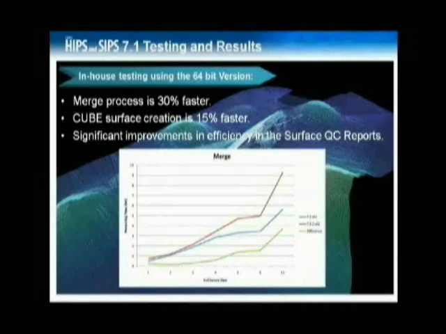Now, Josh, we've just spent a couple of minutes talking about the new 64-bit version and the better processing, but I'm curious, just how much faster processing are we actually talking about? Well, Dan, I'm really glad that you asked. Some in-house testing that we've done shows that the merge process, as you can see in this graph, is 30% faster with our new 7.1 64-bit compared to the 7.0 Service Pack 2 32-bit. As well as the 30% faster merge process, the CUBE surface creation is now also 50% faster.